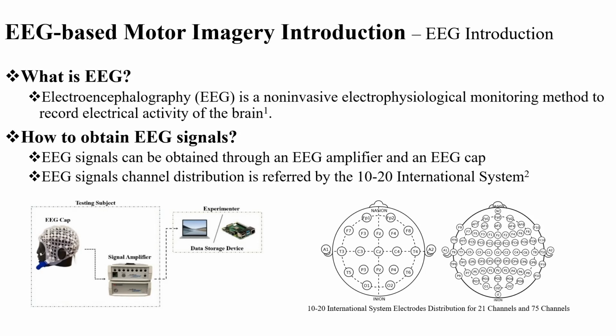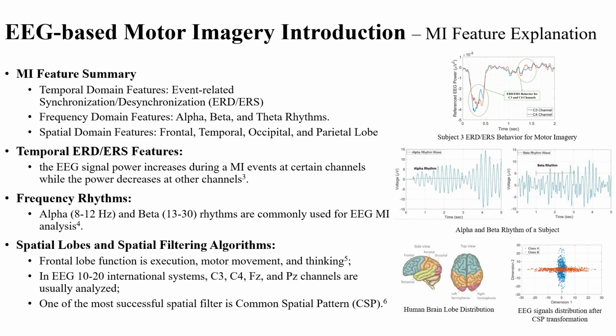EEG is a non-invasive electrophysiological monitoring method to record the electrical activity of the brain. Here we use the EEG capture equipment, and the signals are processed through a signal amplifier to be stored in the storage devices. The EEG features usually can be observed in the temporal domain, frequency domain, and spatial domain.